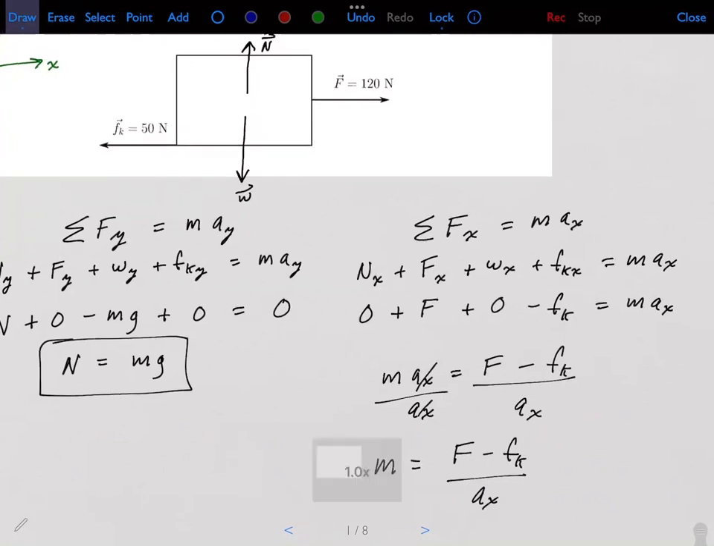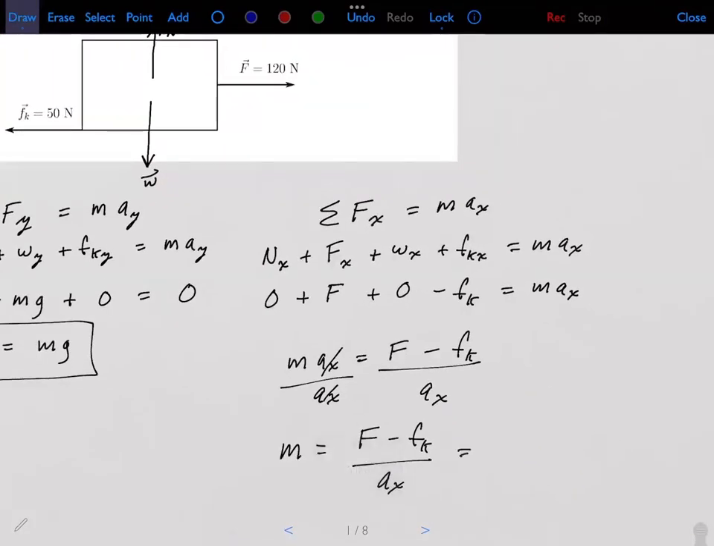And we have all those values, right? Remember, the applied force is 120 newtons, the frictional force was 50, and the acceleration was 6. If you work that out, you're going to find that this is, I'll do 3 sig figs, 11.7 kilograms. So that's my mass, the mass of that box. And again, we found it by applying Newton's second law in the x direction.